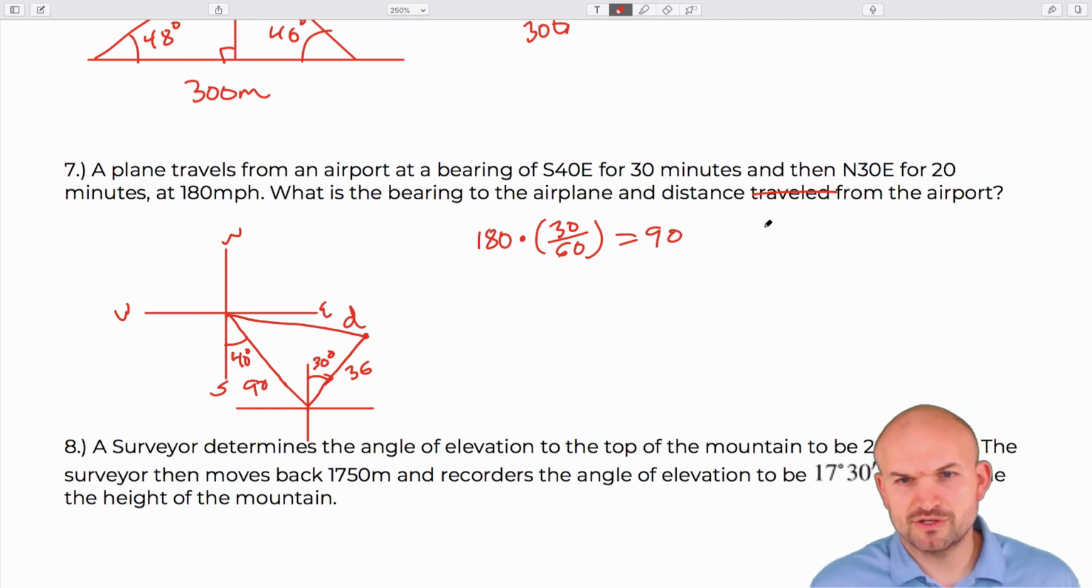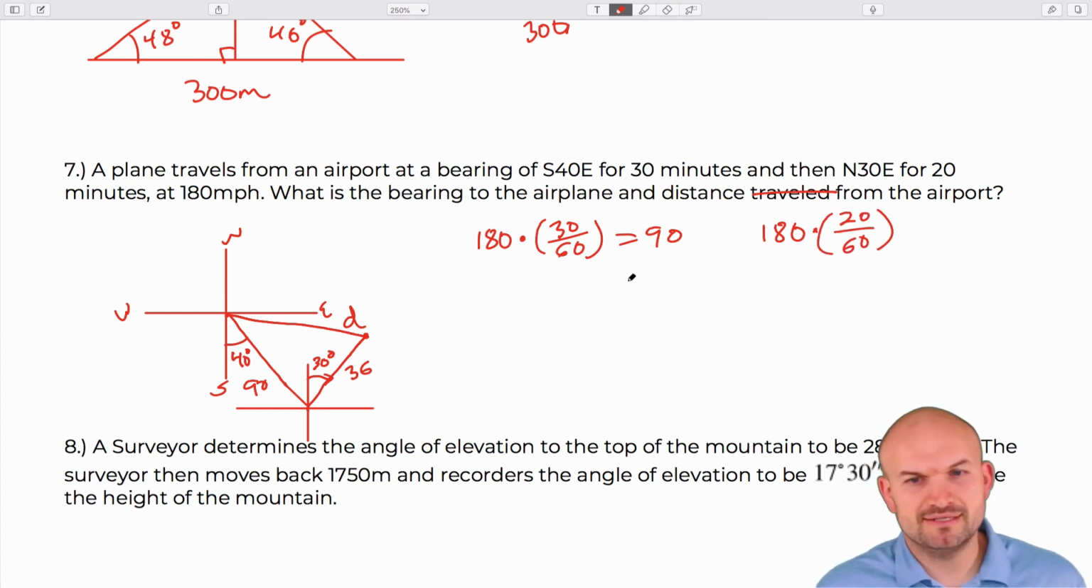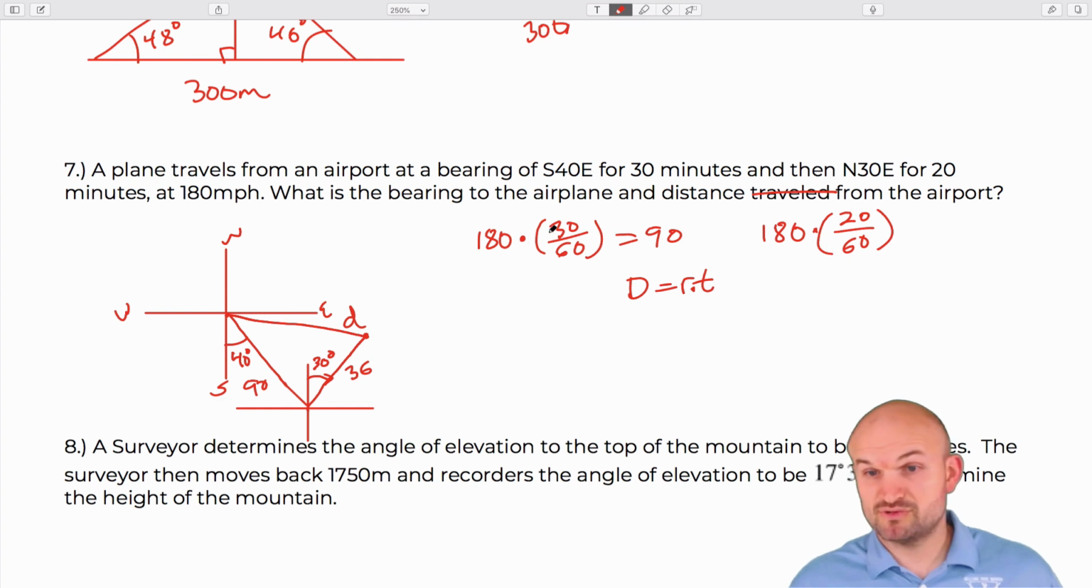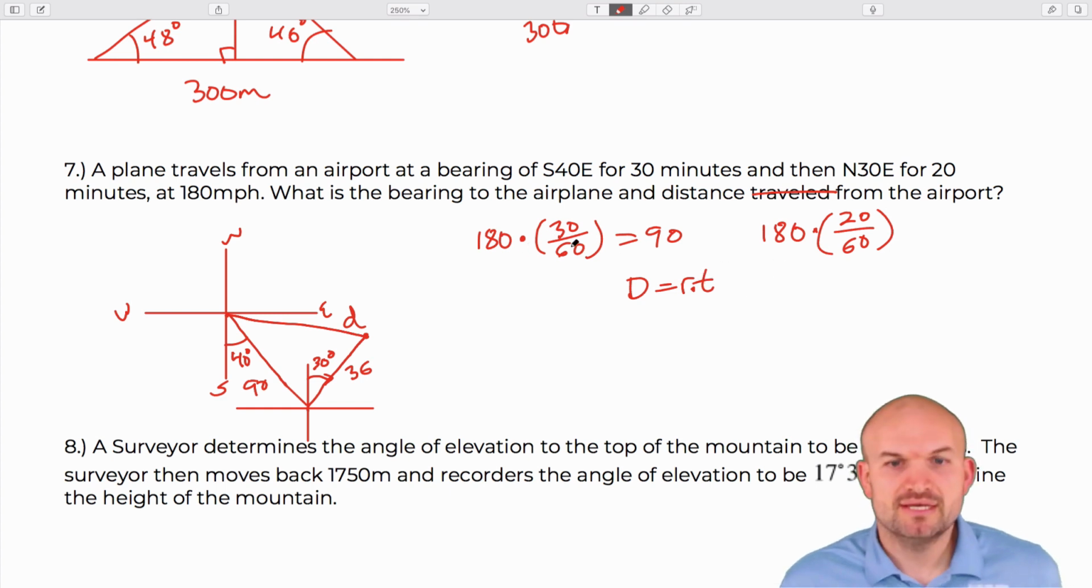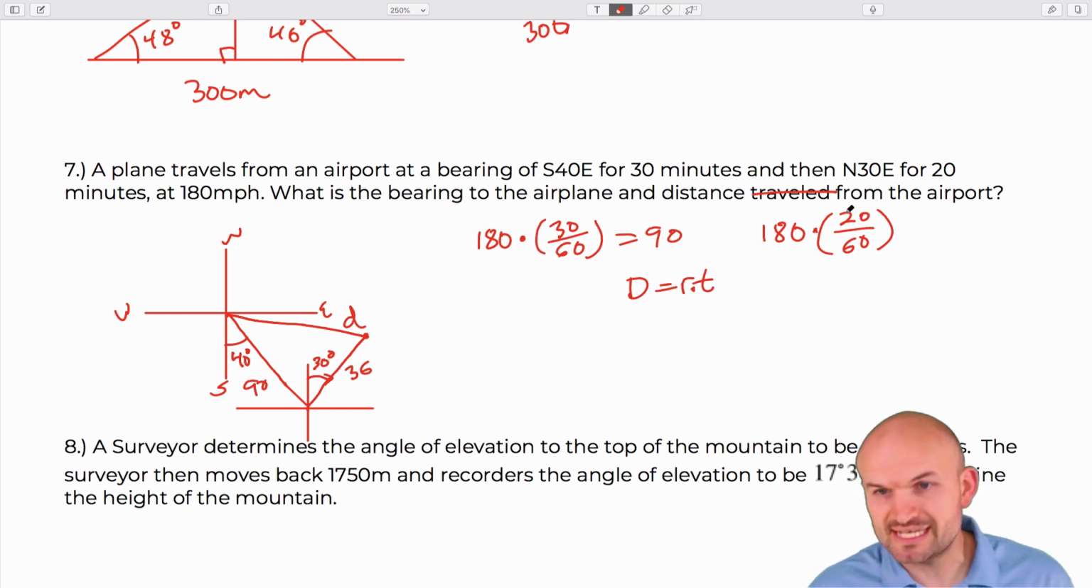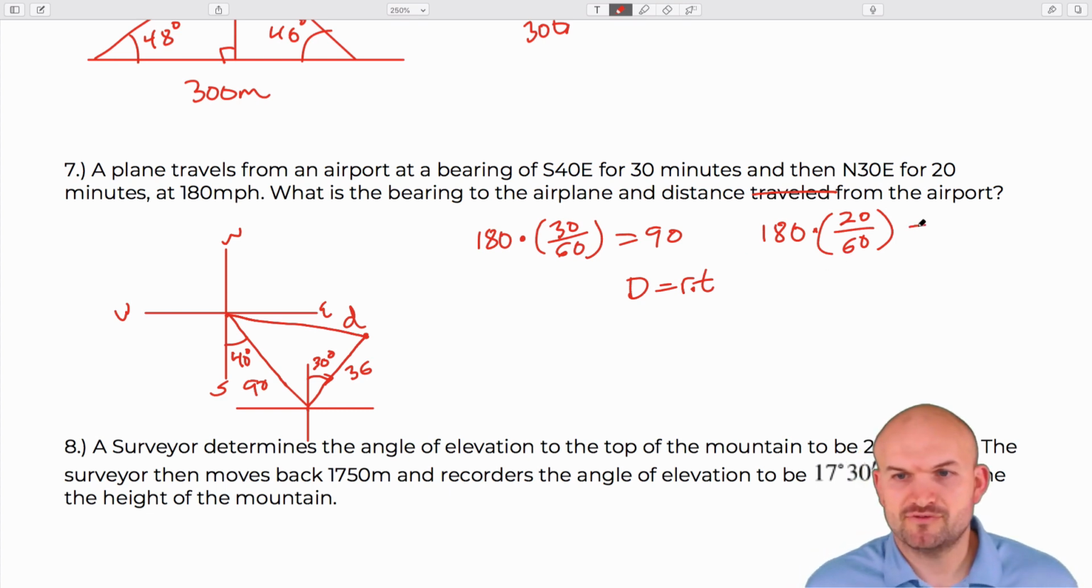And then you could also do 180 times 20 over 60. That is my distance equals rate times time. So that's what I'm doing: the rate, which is 180 miles per hour, times the time. You could write them in decimals, but you can see it's 30 minutes out of 60, 20 minutes out of 60. And therefore, that gives me 36 miles.